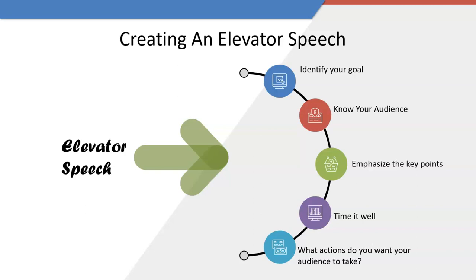So time it well. The most important thing in elevator speech is you must construct the speech in such a way that the kind of actions you want your audience to take is adequately addressed. That is the most important thing, right? You can introduce your product, you can sell your service. At the end of the day, if the other party is not interested, the opportunity is lost, right? So what kind of actions you want your audience to take is very, very important. So keep these 5 points in mind as you create your elevator speech.